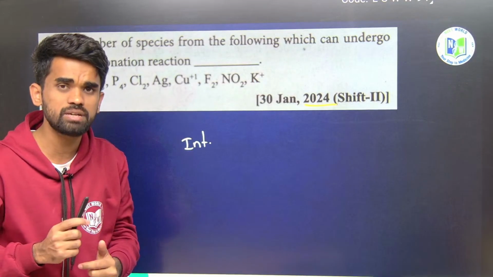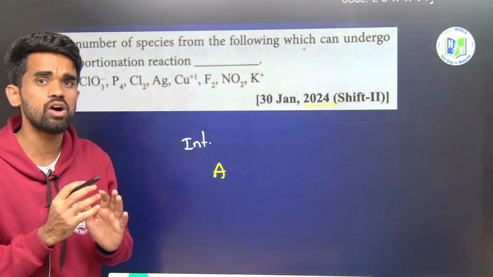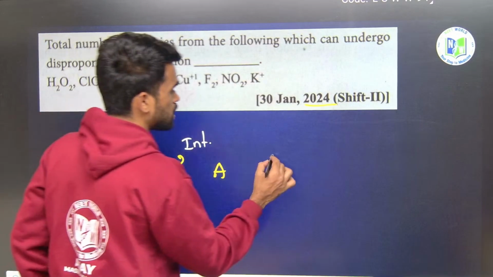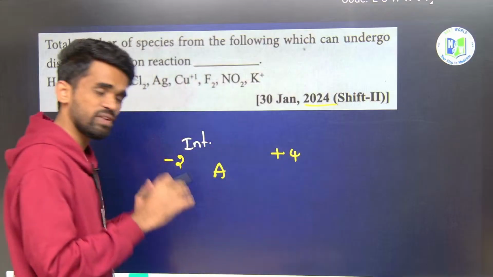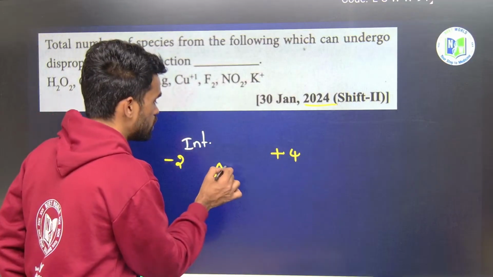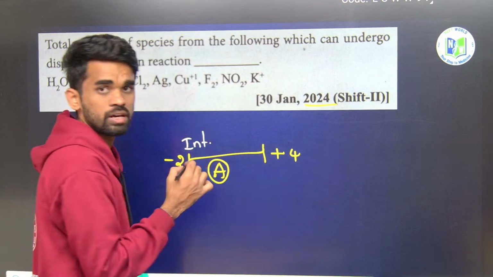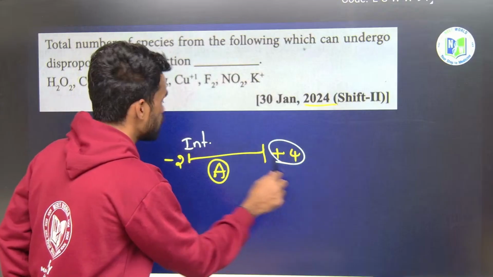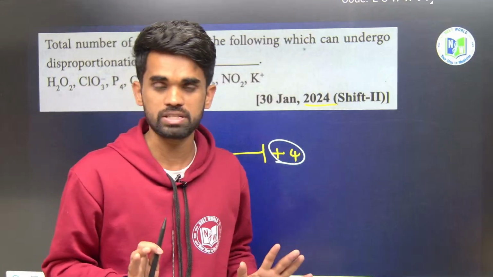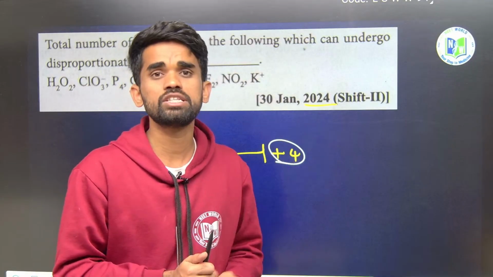Intermediate oxidation state means, for example, I have an element A, which can have possible oxidation states from -2 to +4. Now A should be in between these two numbers. If it is at either the maximum or the minimum, then it will not undergo a disproportionation reaction. This is the primary criterion you need to know in order to identify a disproportionation reaction.